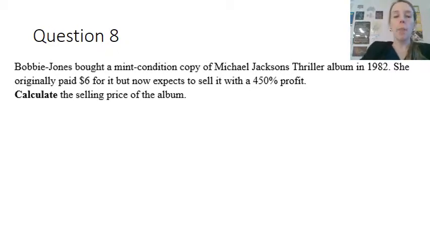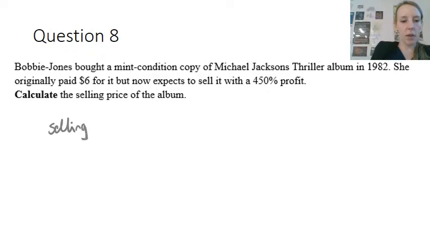Bobby Jones bought a mint condition copy of Michael Jackson's Thriller album in 1982. She originally paid $6 for it, but now expects to sell it with a 450% profit. So calculate the selling price of the album. Selling price. We have a formula for that. So first of all, we're going to write our formula out.